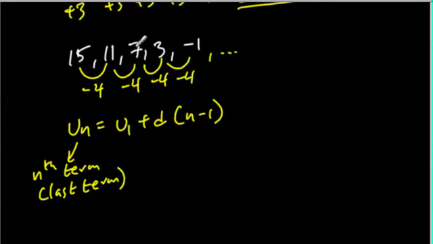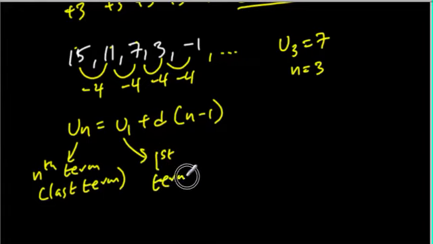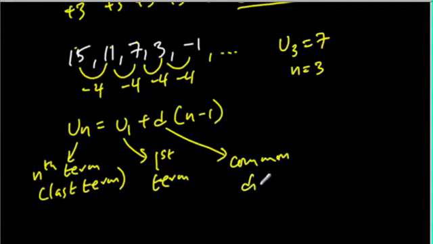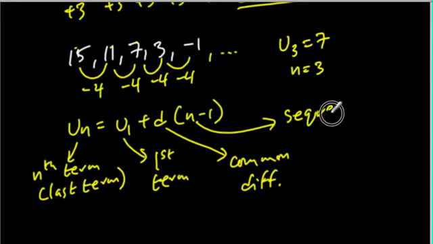For example, the third term, u3, in this sequence would be 7. So n in this case would be 3, because it is the first, second, third term of this sequence. u1 is the first term of the sequence, which is 1. d is the common difference, so I'm just going to write diff. And n is the sequence number, the sequence position.